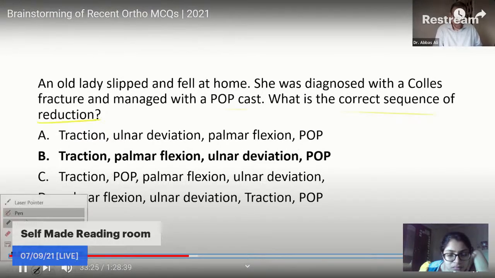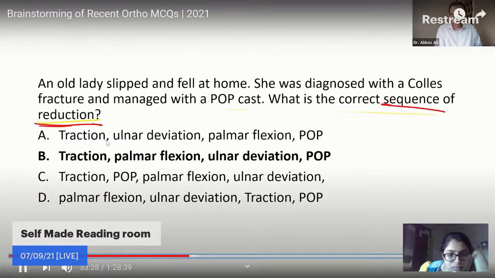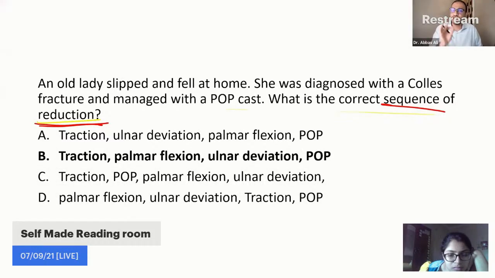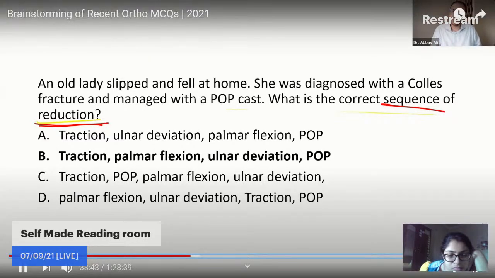Friends, this is interesting. Please pay attention. The question here is asking the sequence of reduction. The question is not asking the position of applying the cast. You will make a mistake here. The sequence of reduction is different from the position of the cast. Is that clear? I'll tell you now. That's why I'm here.